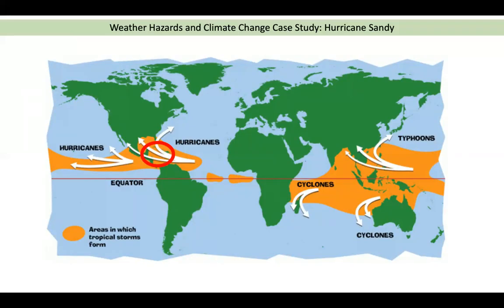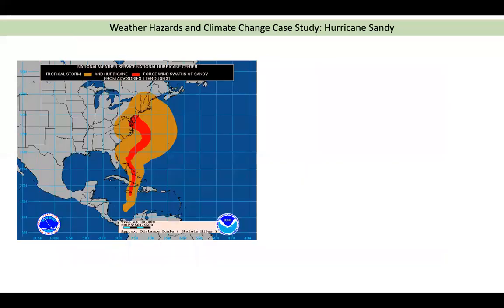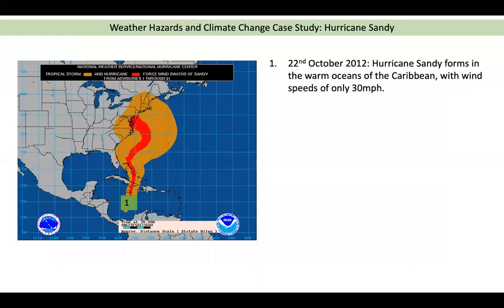That is why it was classified as a hurricane. Okay, so if we look at the path that Hurricane Sandy took, starting off on the 22nd of October 2012, Hurricane Sandy forms in the warm oceans of the Caribbean with wind speeds of only 13 miles per hour. You can see if you look here on the left, 15 degrees north of the equator is where Hurricane Sandy started forming.